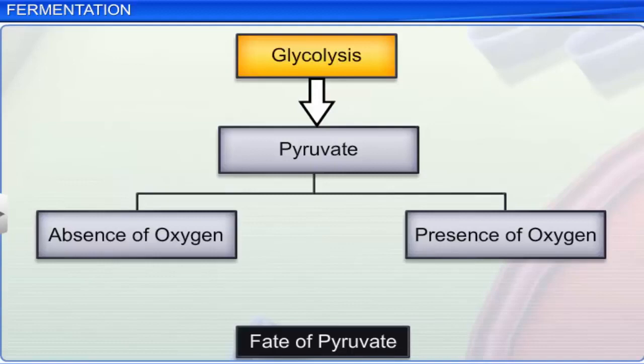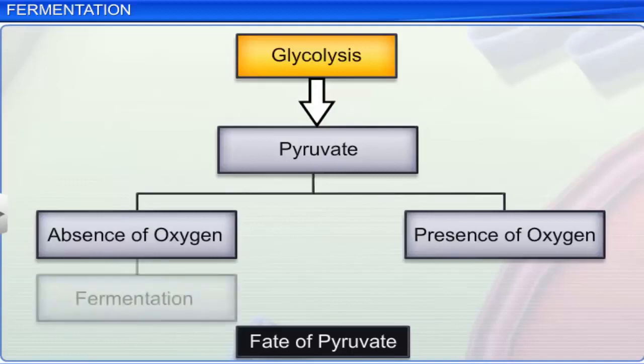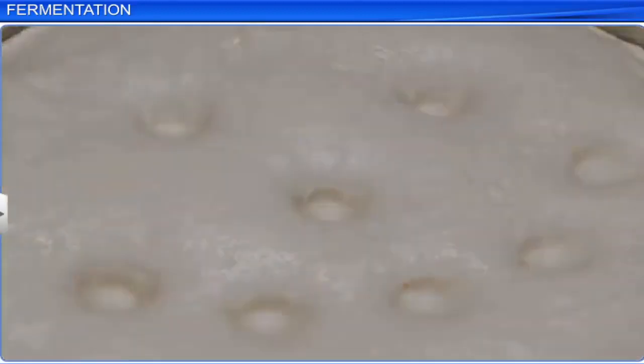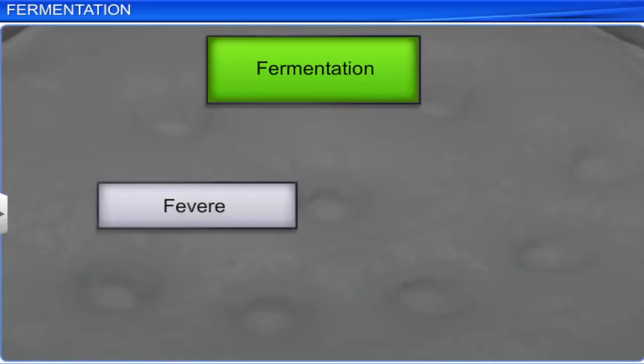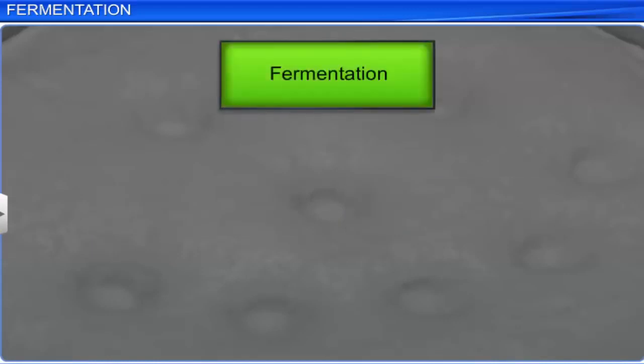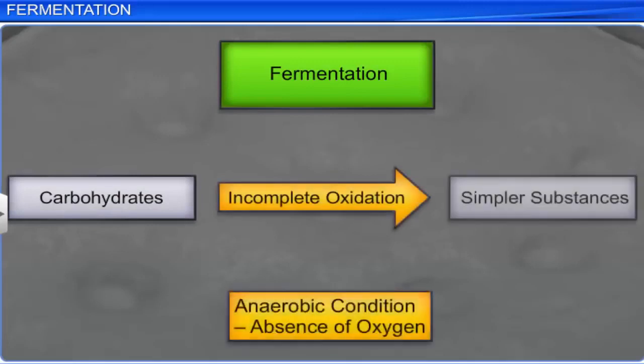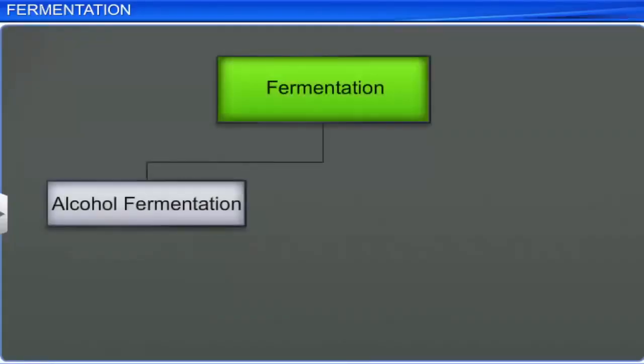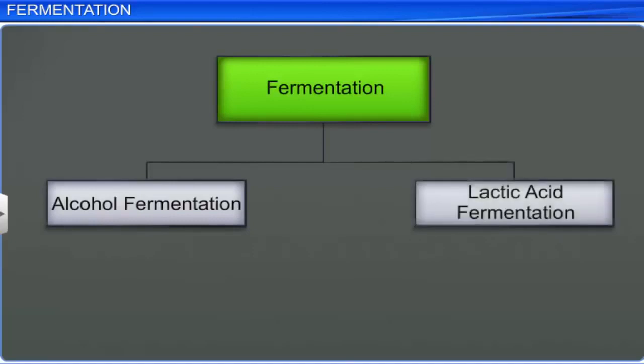In the absence of oxygen, the cell undergoes fermentation. The term fermentation is derived from the Latin word fervere, which means to boil. In it, complex substances like carbohydrates undergo incomplete oxidation. Based on the end product, the process can be classified as either alcohol fermentation or lactic acid fermentation.